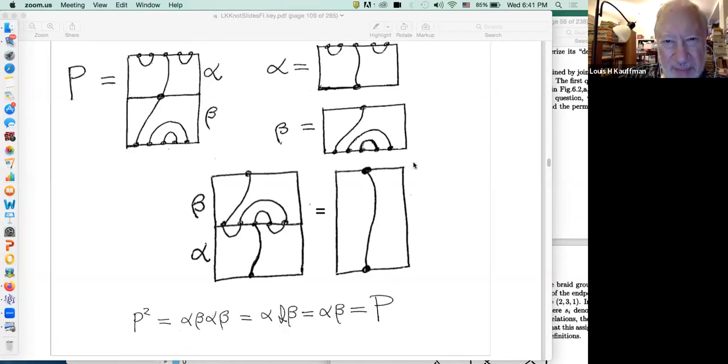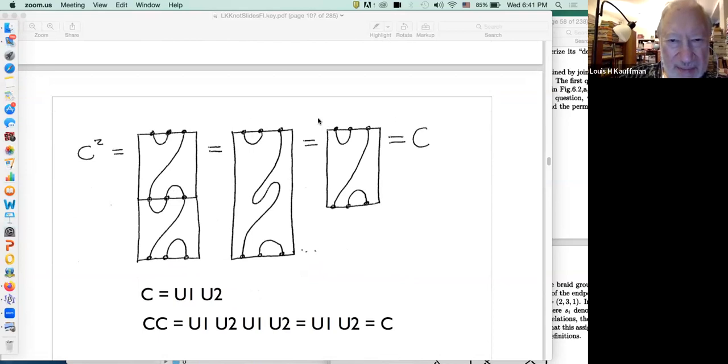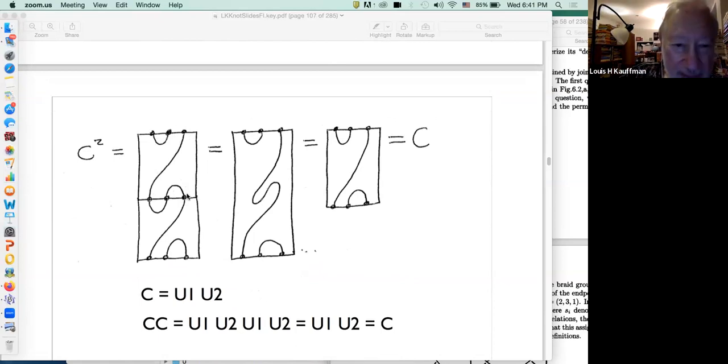Here's an example. Let's look at this example. C. C is this guy. These two are connected at the top. This goes down to the bottom, and these are connected at the bottom. It was one of my basic ones for 3, right? If you square C, you get C back.